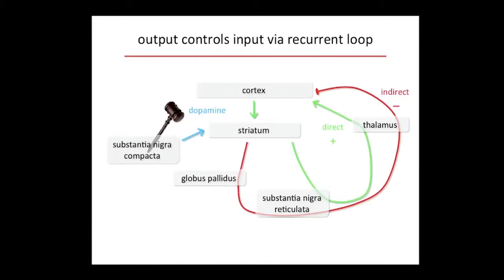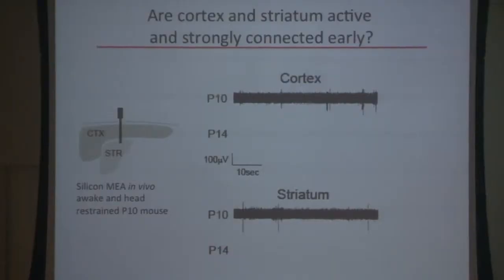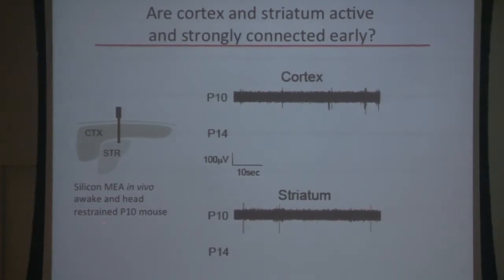Okay, so we're suggesting then that the patterns of activity in corticostriatal projection neurons are what's dictating the activity here in striatum. But are these two structures really active in these early days, and are they really connected? Can we see functional evidence for that by electrophysiology? Rui did some really difficult analysis: he performed in vivo silicon multi-electrode array recordings in cortex and striatum of mice as young as P10 that were awake but head restrained.